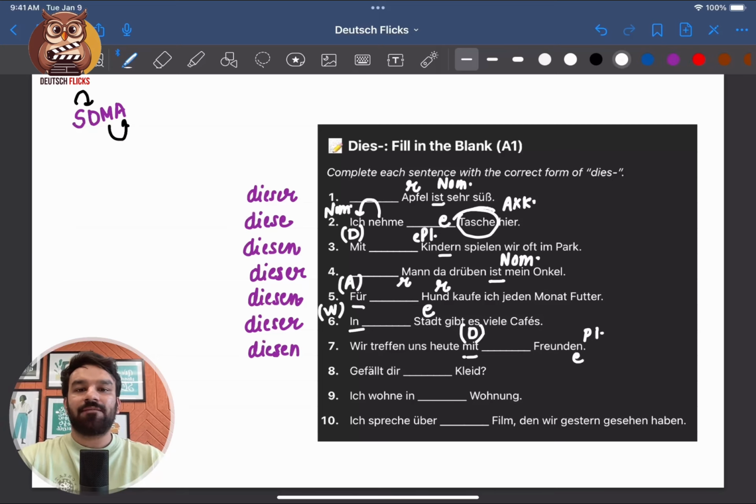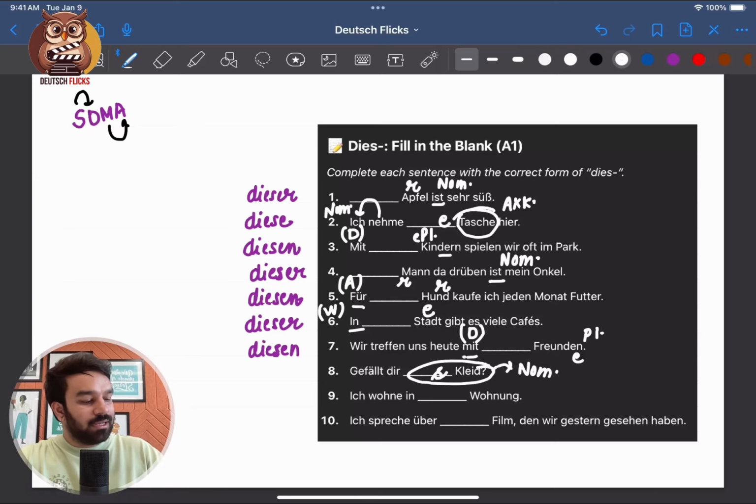Nummer 8. Gefällt dir Lücke Kleid? Does the dress please you? Gefallen means to please. Now the question is, who is conjugating this verb gefallen as gefällt? It is actually this part. That means this is the subject of the sentence and the subject is in nominative case. We have identified the case. You can check in the dictionary. Kleid is neuter. Hence our answer will be dieses.